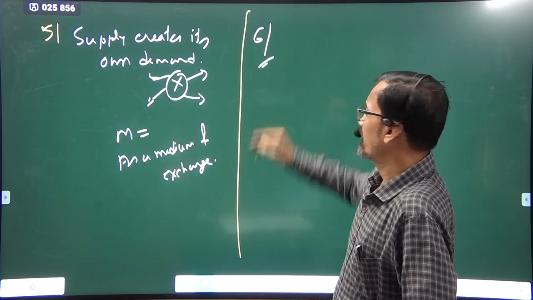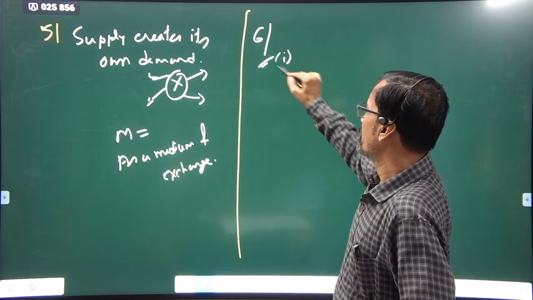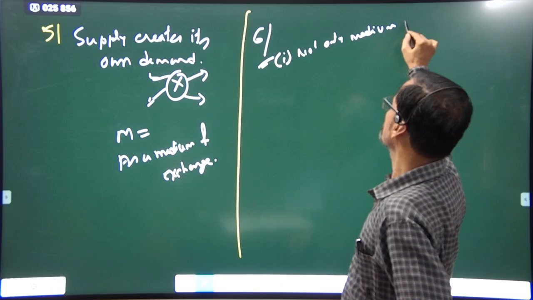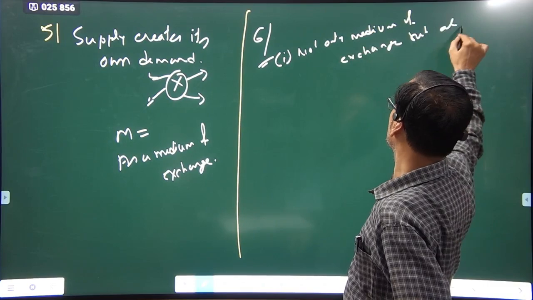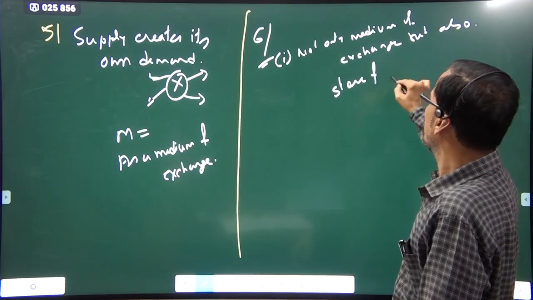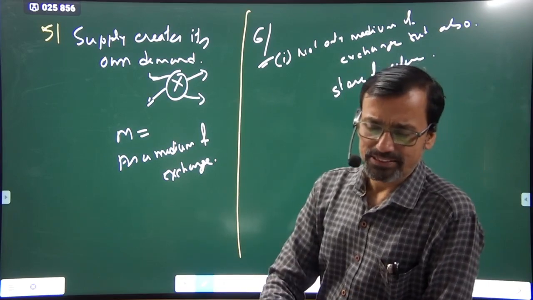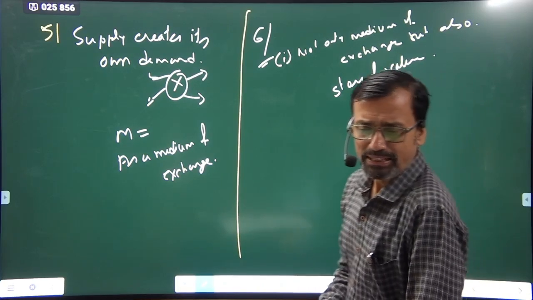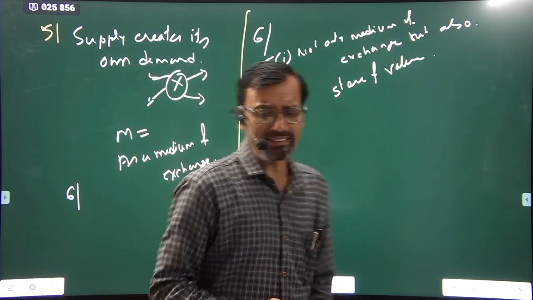That is why Keynes argued that money functions not only as a medium of exchange, but also as a store of value. This is one fundamental difference between classical and Keynes. Next, classical dichotomy is there.